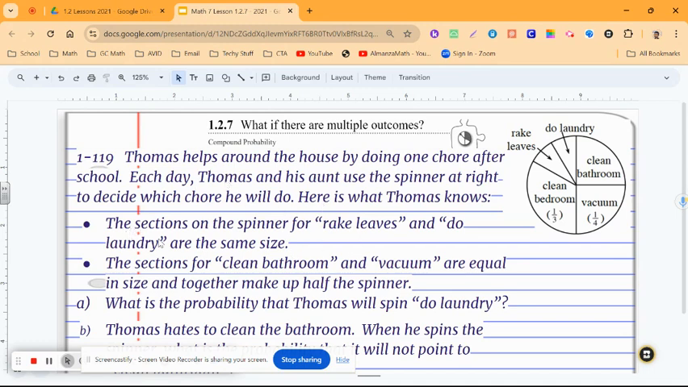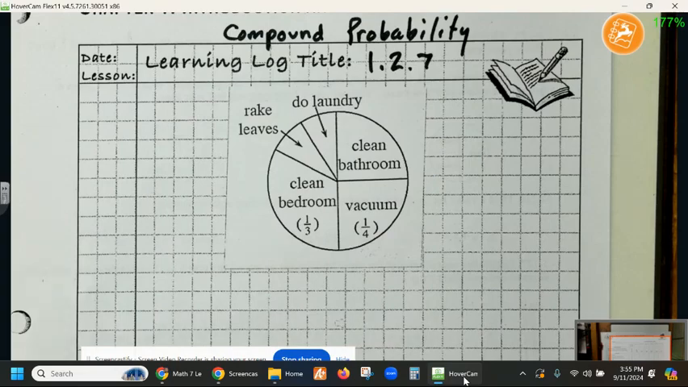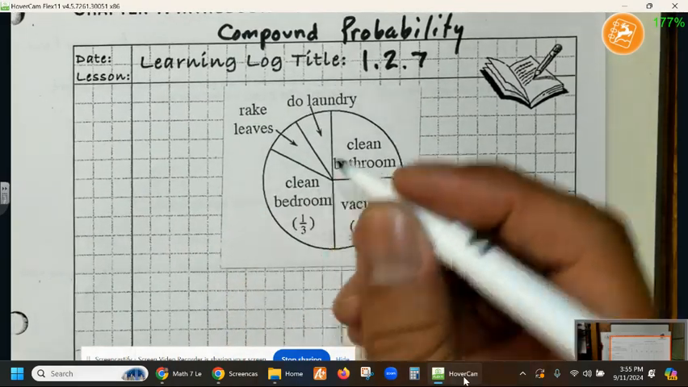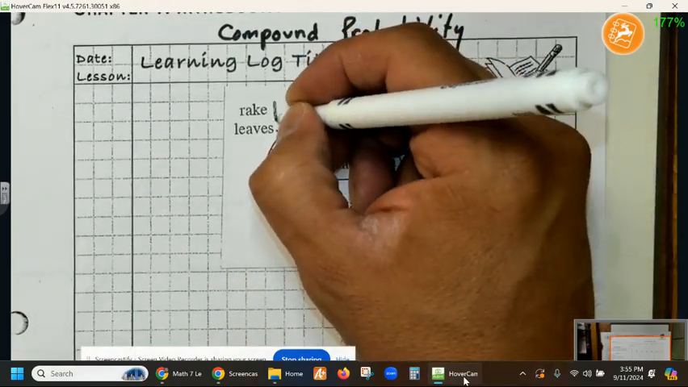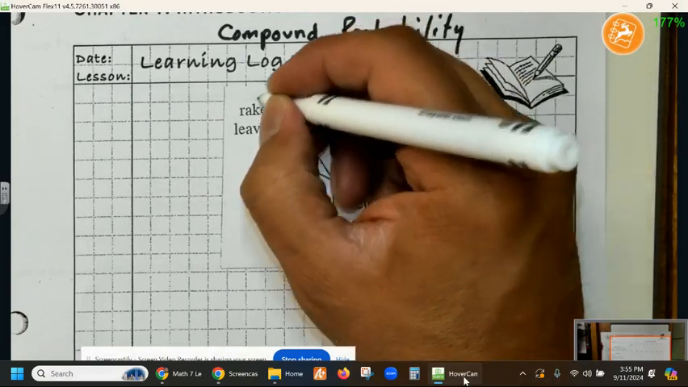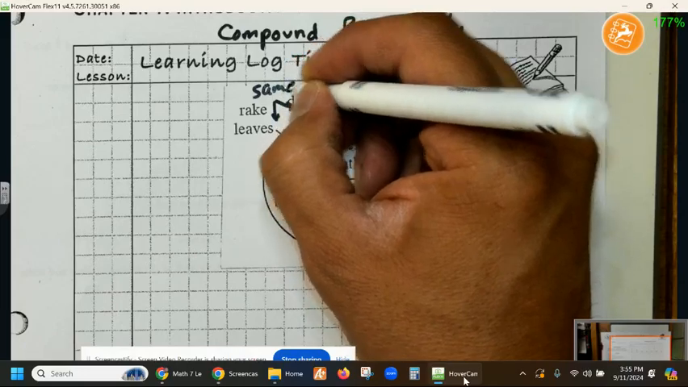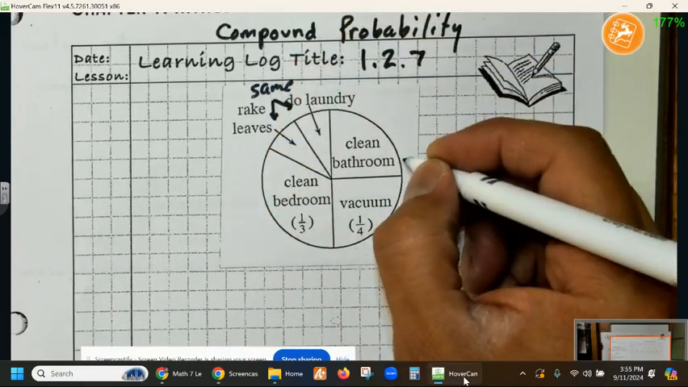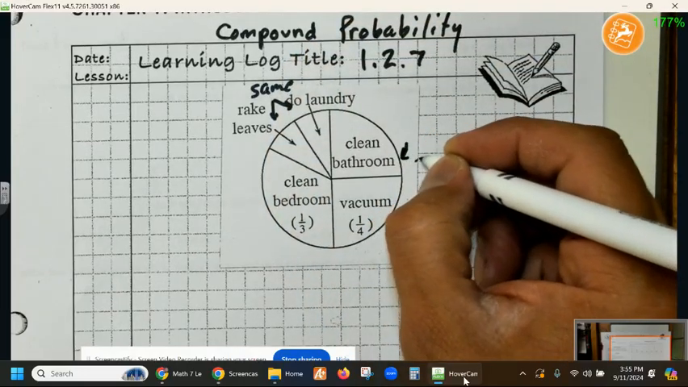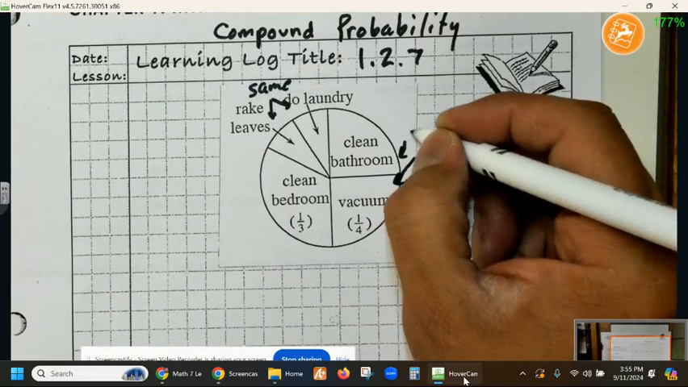He knows that rake leaves and do the laundry are the same size, so these two right here, and clean the bathroom and vacuum are the same size. And let's go ahead and mark that information so we know that these two right here are the same, and we know that these two right here are the same.